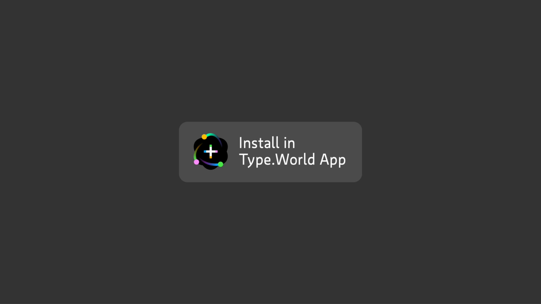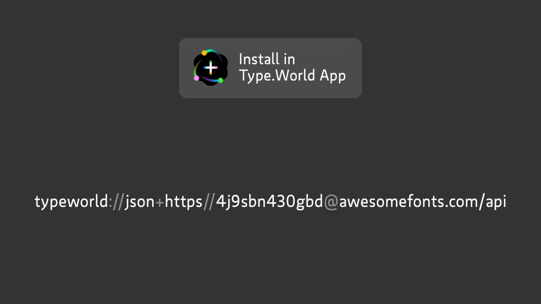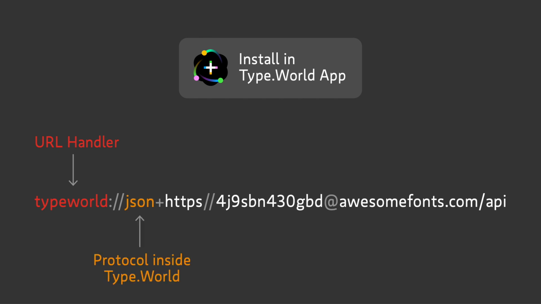The button you click carries a hidden link that uniquely identifies a certain Type.World subscription. This is how the link normally looks, and it consists of a few different parts. The first part is a handler for the operating system to know that the Type.World app should be opened. The second part points to the aforementioned Type.World JSON protocol. It's the only protocol that exists at the moment, but more could be added in the future, so we're putting that into the link.